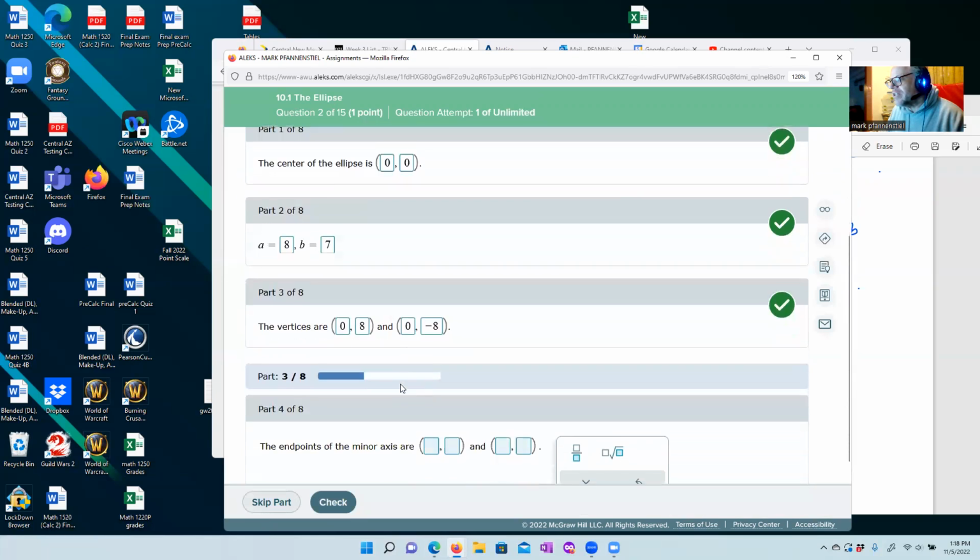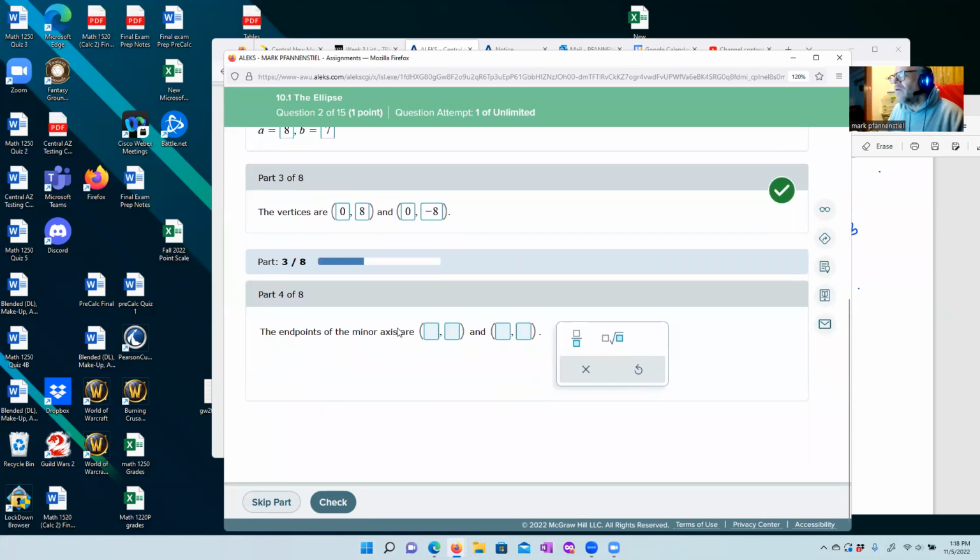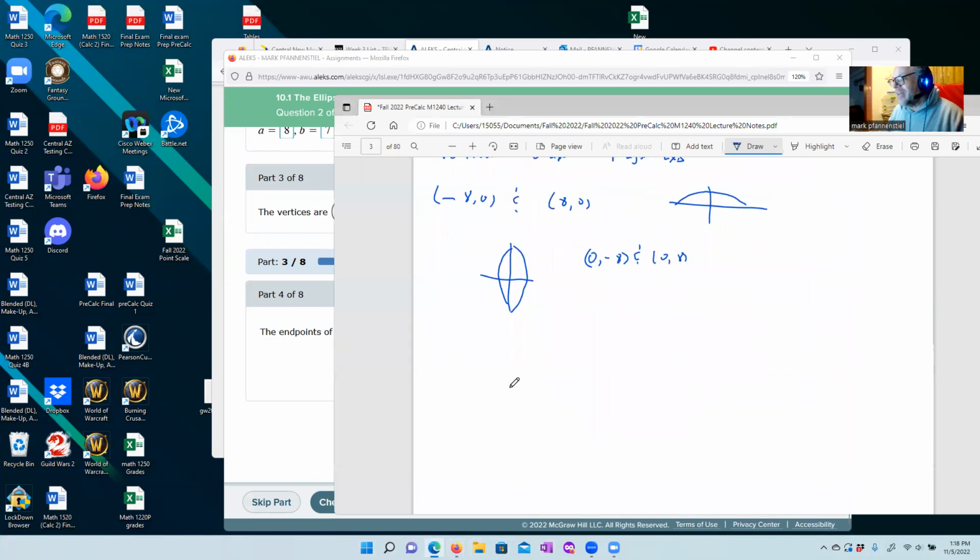So hooray, we got a green check mark. Okay, the endpoints of the minor axis. I like this wording because it's like, oh, the major axis, the big one, and the minor axis, oh, the small one. So it's really easy to keep up with that notation. In this case, the endpoints of the minor axis are along the x direction because there's going to be a long side and a short side for an ellipse.